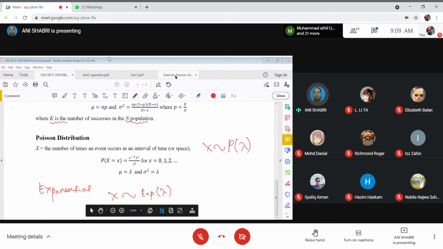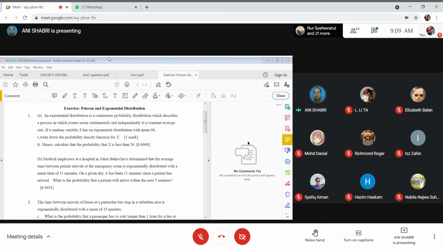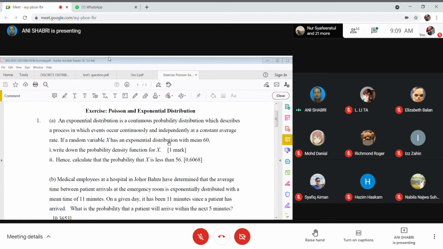For this question, number one, write down the probability density function. You must write the answer like this: X follows exponential lambda. What is the value of lambda?